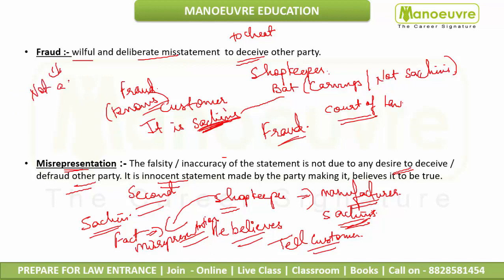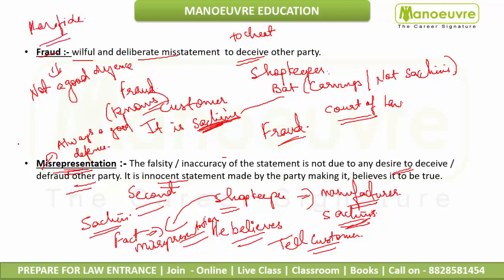So fraud is not a good defense, guys. It is not a good defense. Correct? But yes, misrepresentation is always a good defense. Am I clear? There's a very thin line between fraud and misrepresentation. देखो facts वही है, but यहाँ पे willful intention है, यहाँ पे malafide intention है. Correct? There's a malafide intention, and यहाँ पे there is innocence. Am I clear about it?